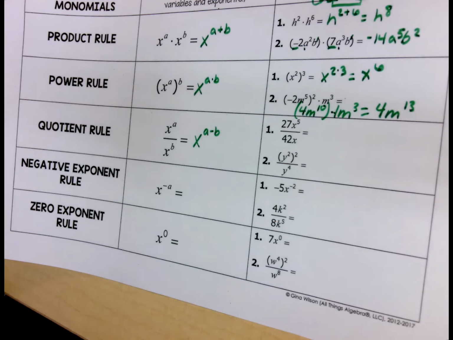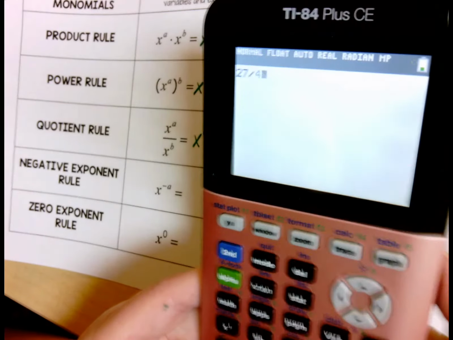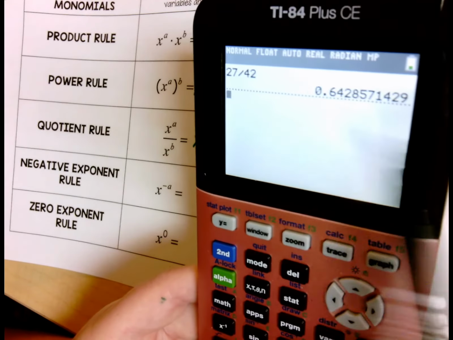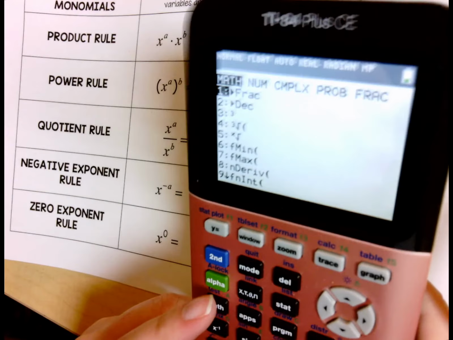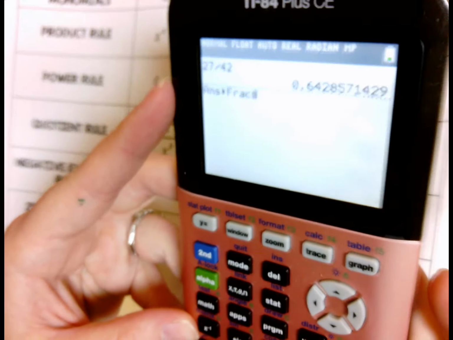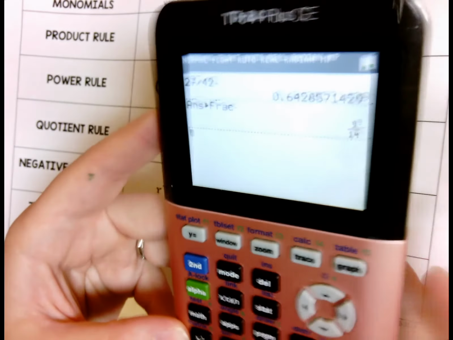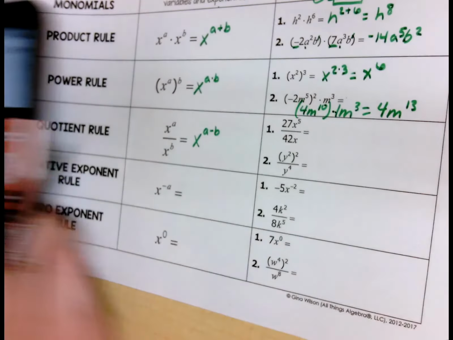If you do that in your calculator, here's what we're going to see. Remember, you're going to do 27 divided by 42, and you get this decimal. Well, we don't want to leave it as a decimal, so remember we go to math and then we press 1 or enter here, and then we press enter again, and it's going to convert that to 9/14. That's the most reduced way to write that fraction.